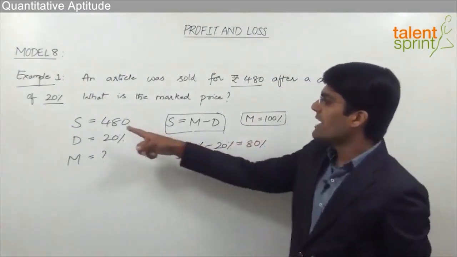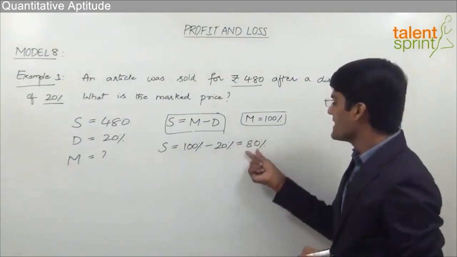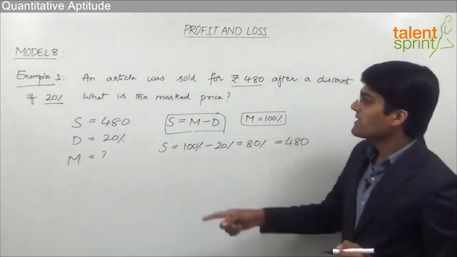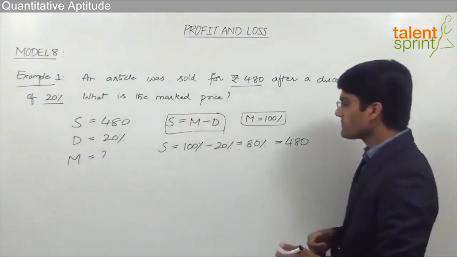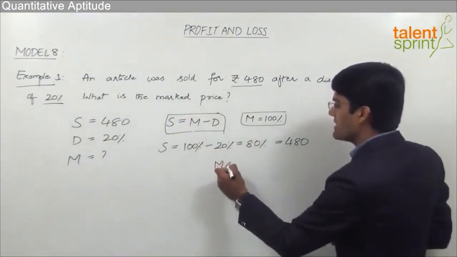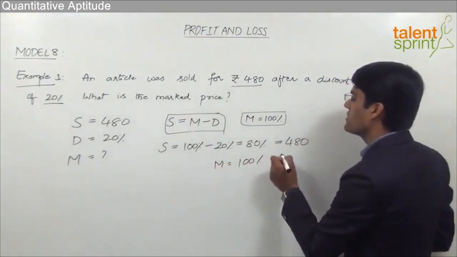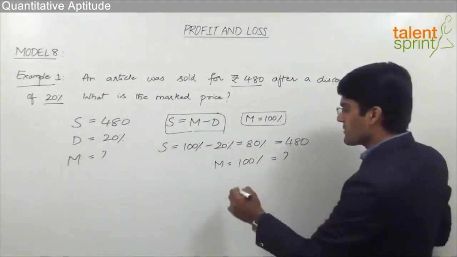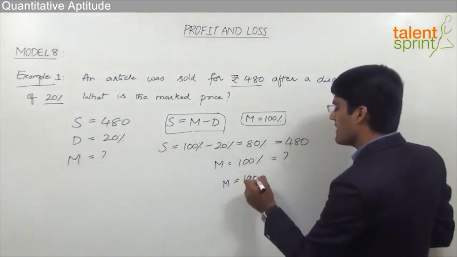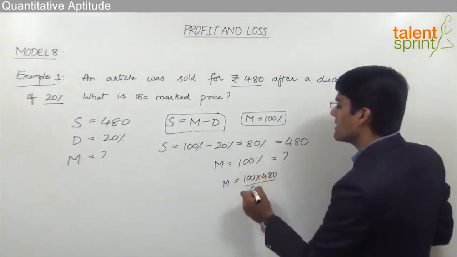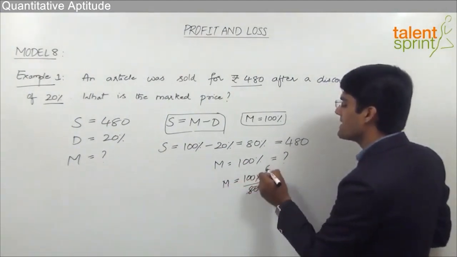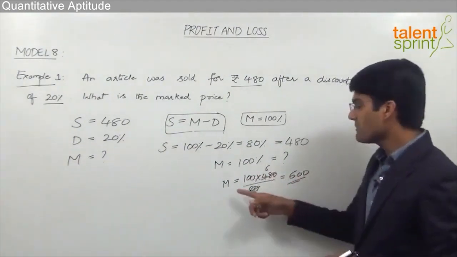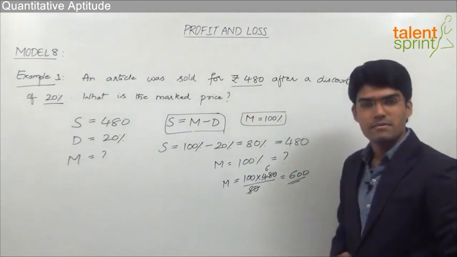Now from the question we know that selling price is 480. So we can say that 80% is equivalent to 480 and we are supposed to find out the marked price. Marked price we know is equivalent to 100%. So this should be equal to what? So by cross multiplication we get the required answer. So marked price will be equal to 100 into 480 divided by 80. 80 gets cancelled 6 times here. So 100 into 6 is 600 rupees. So the marked price of the article here is 600 rupees.